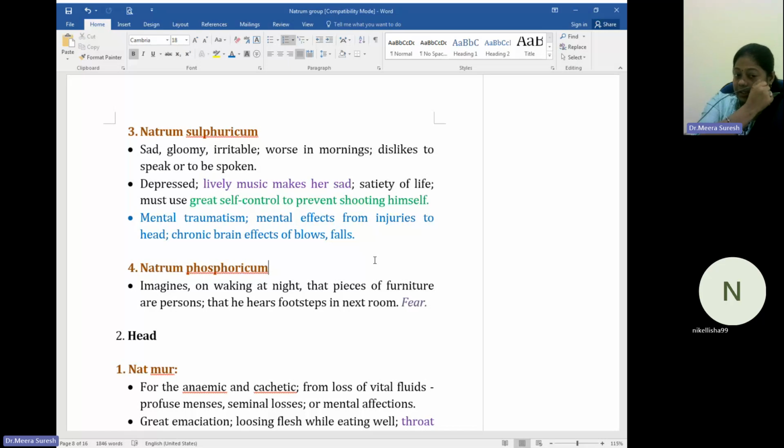For Natrum phosphoricum, the mental feature is not that important. But when I saw this symptom in it, I felt like I will put it in the exam also. It is not that important even if you forget. But for the other three I mentioned, Natrum carb, Natrum sulf, and Natrum mur, it's very important when the mind comes. So in Natrum phos, they imagine, waking up at night, the furniture are actually people, that he hears footsteps in the next room. They are actually fearful.